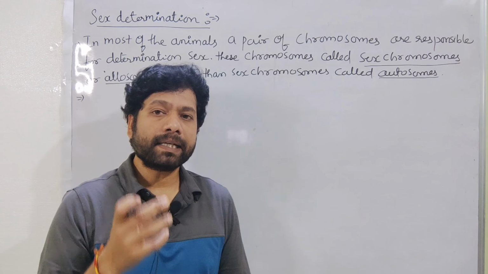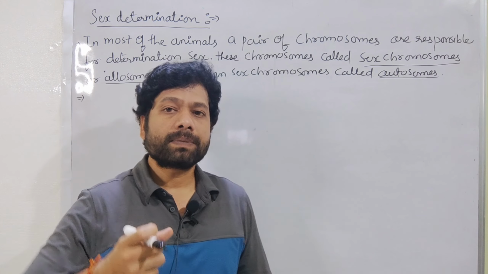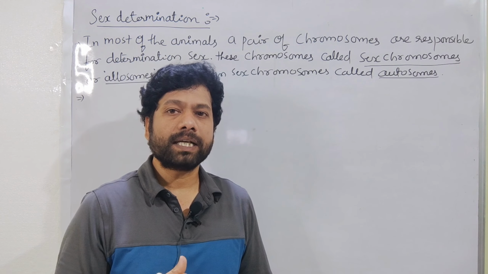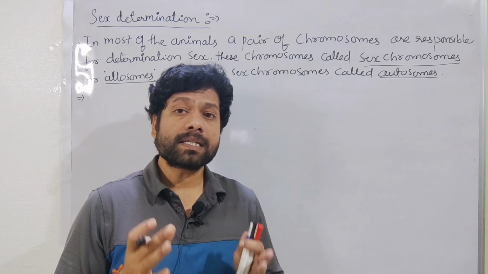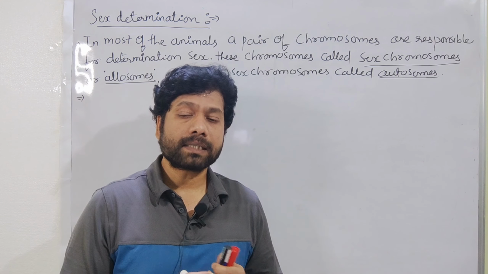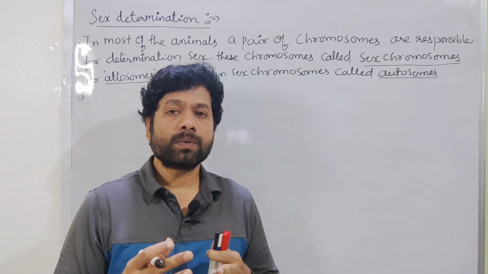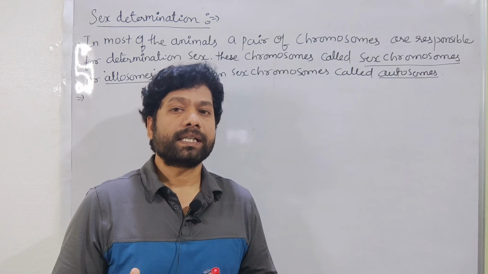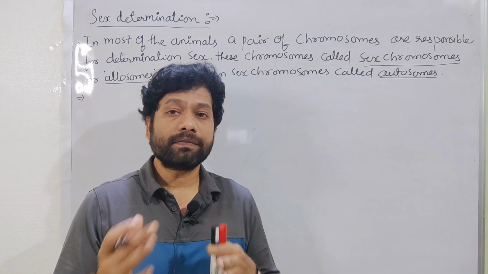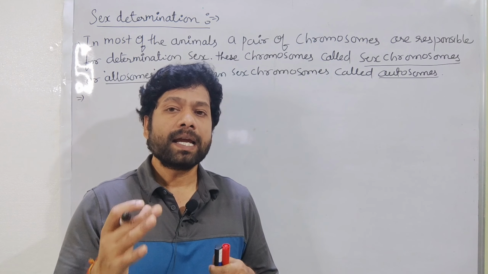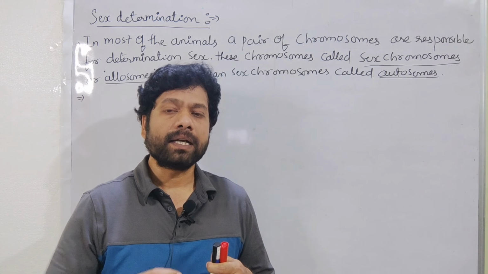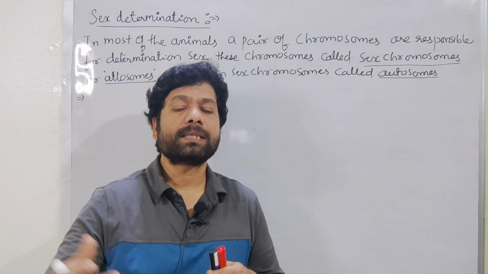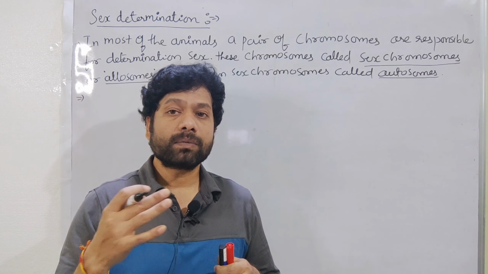Henking observed the spermatogenesis in the wasp. During the spermatogenesis, he traced out one special structure. 50% of the sperms received this special structure and 50% of the sperms did not receive it. The one that is received in 50% he named as the X body. He did not explain the significance of that.